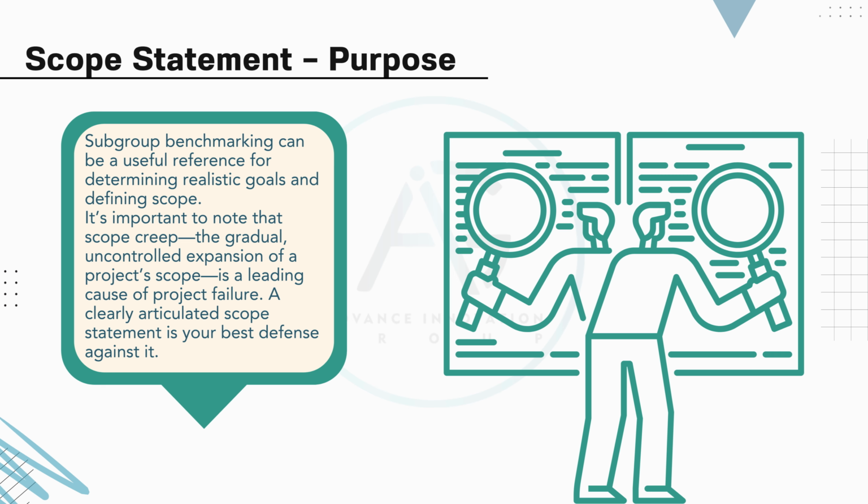One powerful tool in defining scope is subgroup benchmarking. By comparing similar teams, departments, or projects, we can set realistic, achievable goals and avoid overcommitting.